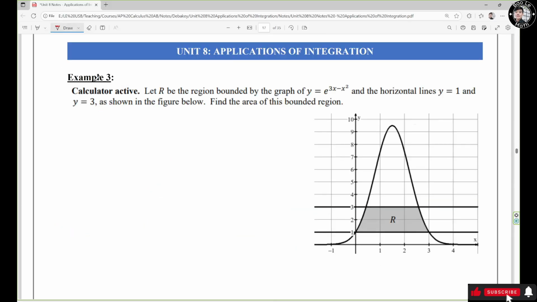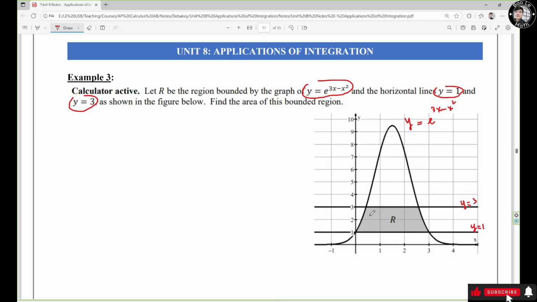Now let's move on to example number 3. Let R be the region bounded by the graph y equals e to the 3s minus s squared, the horizontal line y equals 1, and y equals 3, as shown in the figure below. Find the area of these bounded regions, alright? So y equals 3 right here, this one is y equals 1, and this one is y equals e raised to the 3s minus s squared, right?